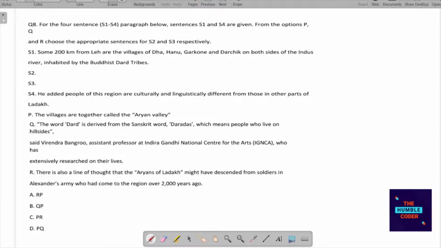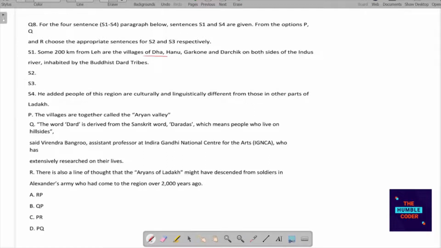So let's read the question first and then we will look into it. For the four sentences S1 to S4 of the paragraph below, sentences S1 and S4 are given. From the options P, Q and R, choose the appropriate sentences for S2 and S3 respectively. So the sentence S1 is, some 200 kilometers from Leh are the villages of Dha, Hanu, Garkone and Darchik on both sides of Indus River, inhabited by Buddhist Dar tribes.